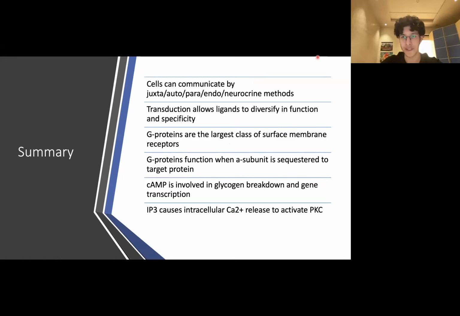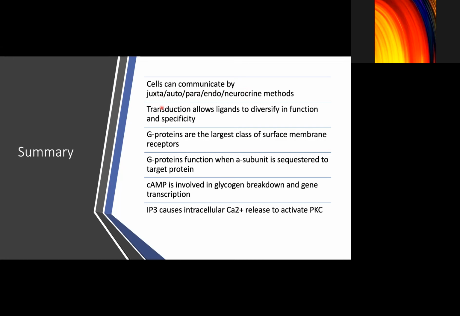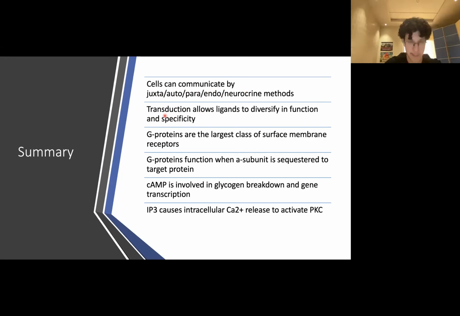All right, so cells can communicate through these methods: juxtacrine, autocrine, paracrine, endocrine, and neurocrine. Transduction allows ligands to diversify and function in specificity. G proteins are the largest class of receptors, and they have 7 transmembrane receptors. They function when the alpha subunit is sequestered to the target protein along with GTP. Cyclic AMP is involved with glycogen breakdown and gene transcription, and IP3 causes intracellular calcium release to activate protein kinase C. So these are some key points, but as usual, please go through the lecture.